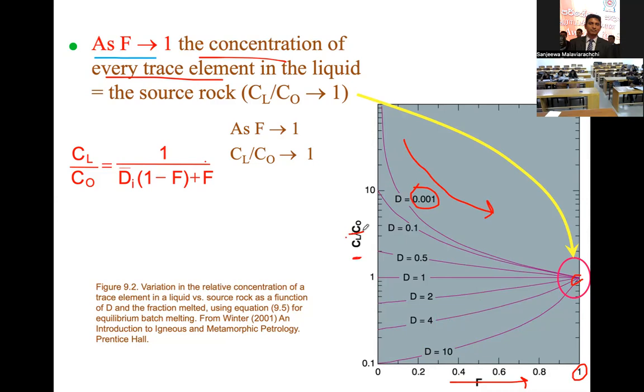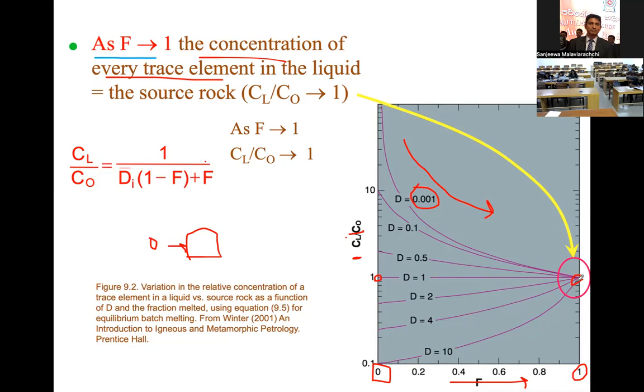So that means it's like something without melting. Zero means you don't have any melt produced, which means you haven't started partial melting at all. So that means it is equal to the original condition. In the original condition, it is 1 here.